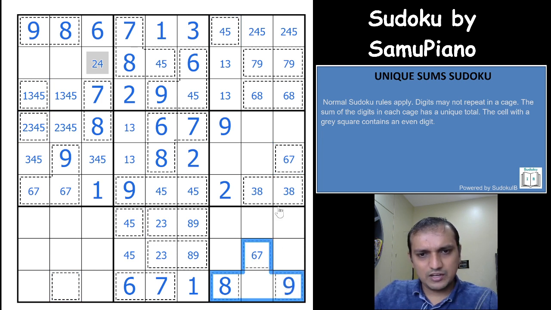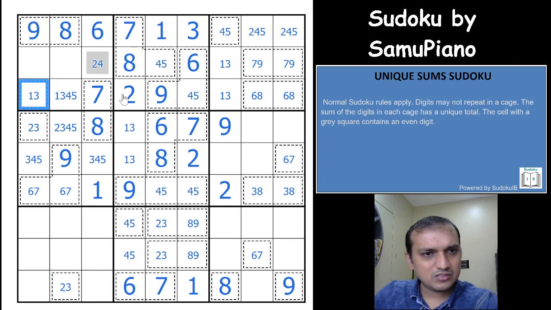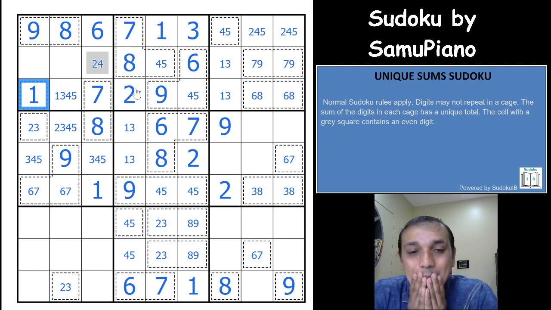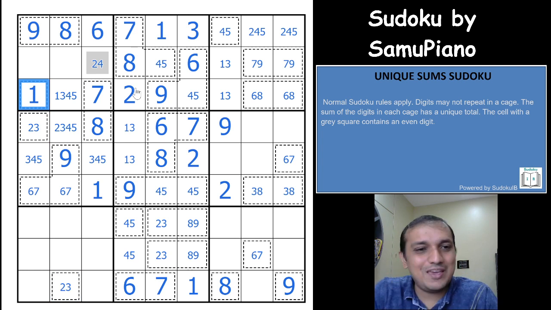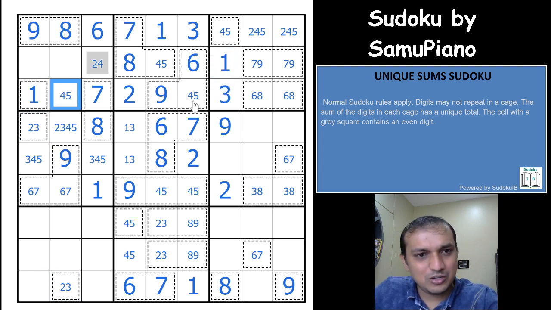We got 6, 7, 8 and 9, 1, 2, 3, 4 and 5. Oh, you have a 4, 5 pair already here. So 4 and 5 can be eliminated from this cell, these cells and these cells. You have a 2, 3 pair here, so this has to be a 1. Wow, golf. Amazing logic, amazing logic. So 1 is eliminated from here. 3 is also eliminated from here.